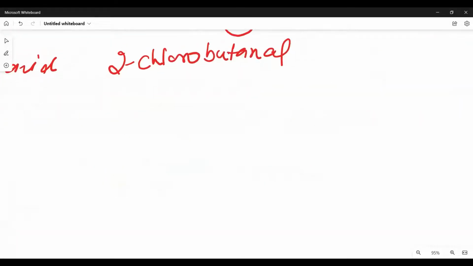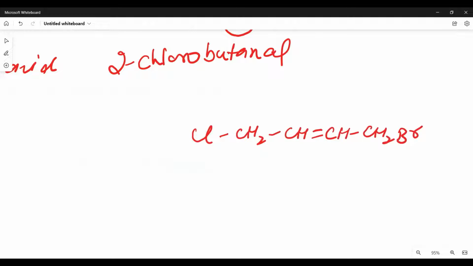Now, we can take more examples about this. Suppose you are having Cl, CH2, CH, double bond, CH, CH2, Br. Now see, how can we do the nomenclature for this compound? These kinds of questions will be asked in your JEE Mains and NEET etc.